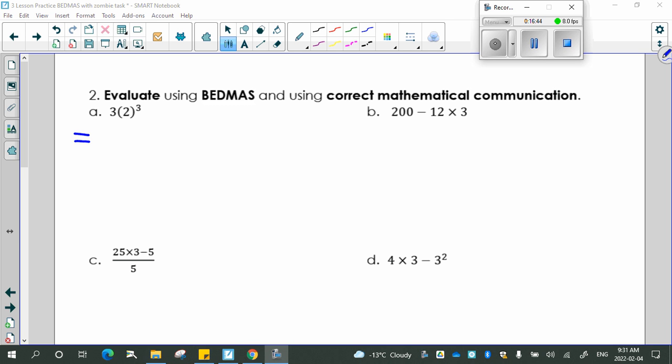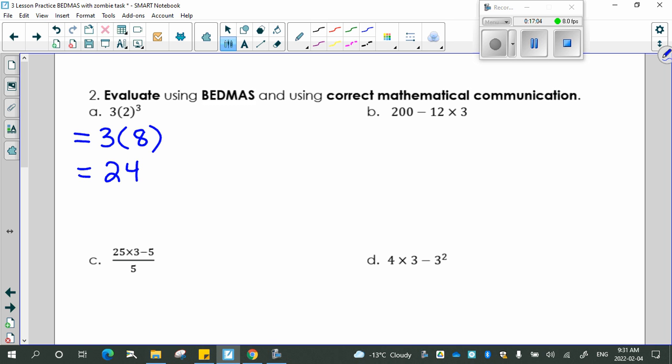Yep, exponents. So you left the 3. And then what did you put in the brackets? 8. Okay. If you put 6, catch yourself. 2 to the power of 3 is 2 times 2 times 2. And then 3 times 8 is 24.